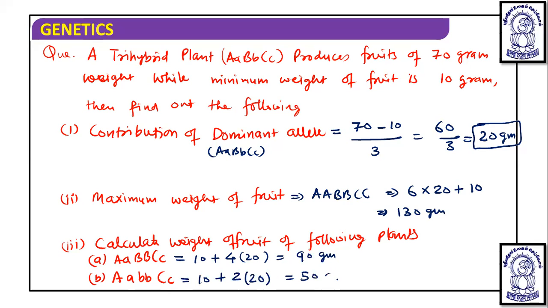Okay. So like this, you can apply the knowledge of polygenic inheritance on this type of question. Okay, dear students, I hope you understood very well what is polygenic inheritance, what is maximum expression, and why it is called quantitative inheritance. So all this multiple gene interaction, we have discussed in this lecture. Okay, so dear students, I hope you understood that. Thank you.